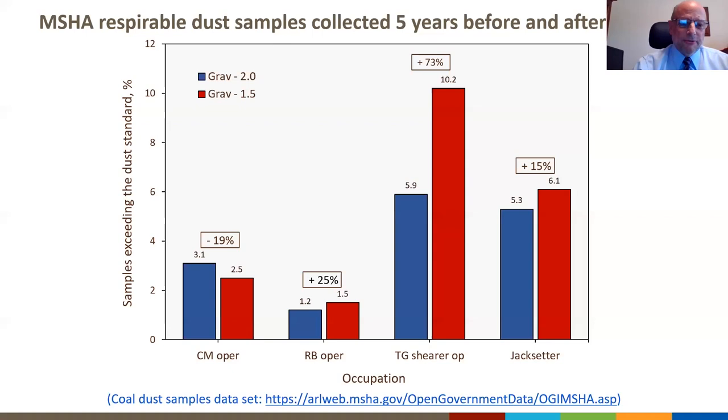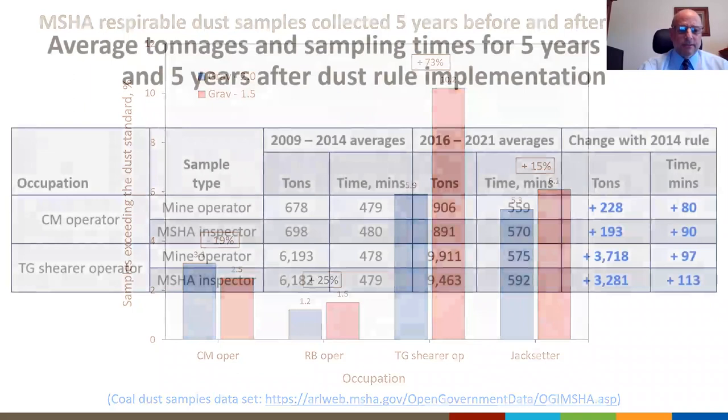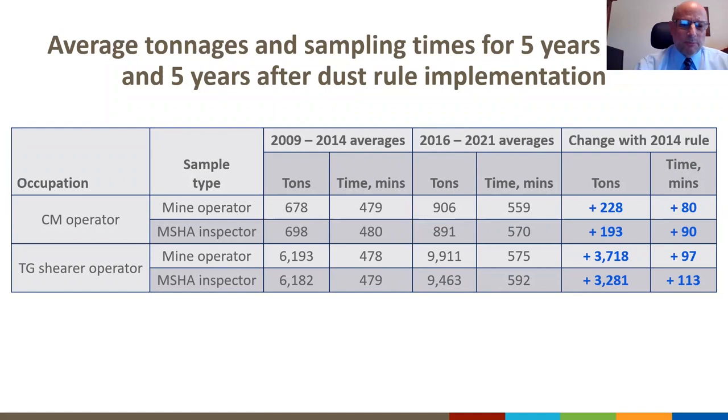You could see for the CM operator, there was a drop in the percent of samples that exceeded the standard. However, for the other three occupations, there was an increase of overexposures by 15 to 73%. Next slide, please. That's not totally surprising, given the standard was lowered. And as I mentioned, they're required to sample full shift and with higher production levels. And that's what this graph shows.